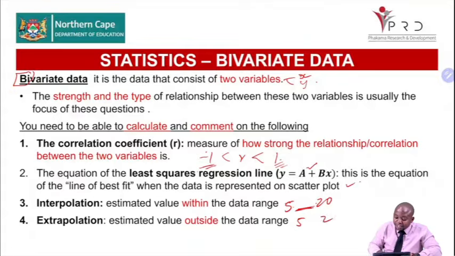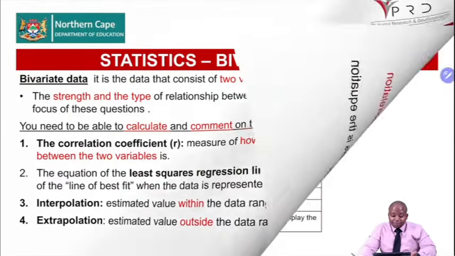And for the same data between 5 and 20, extrapolation is a value that is either outside, above 20 or below 5. It is outside our data range.